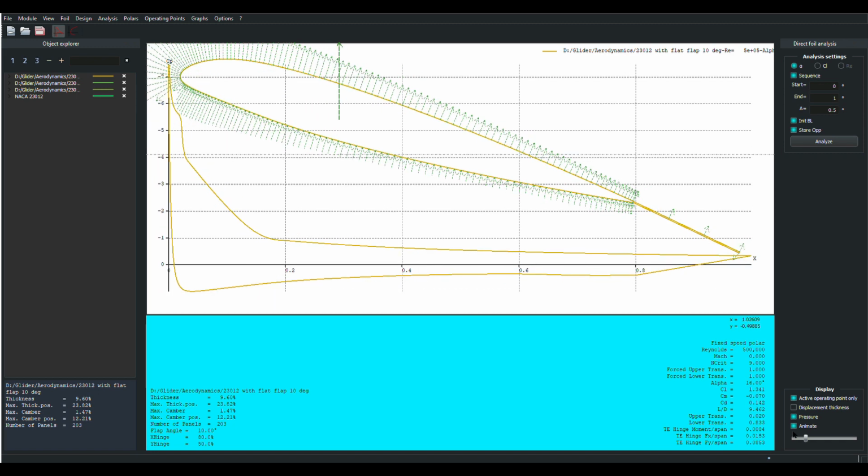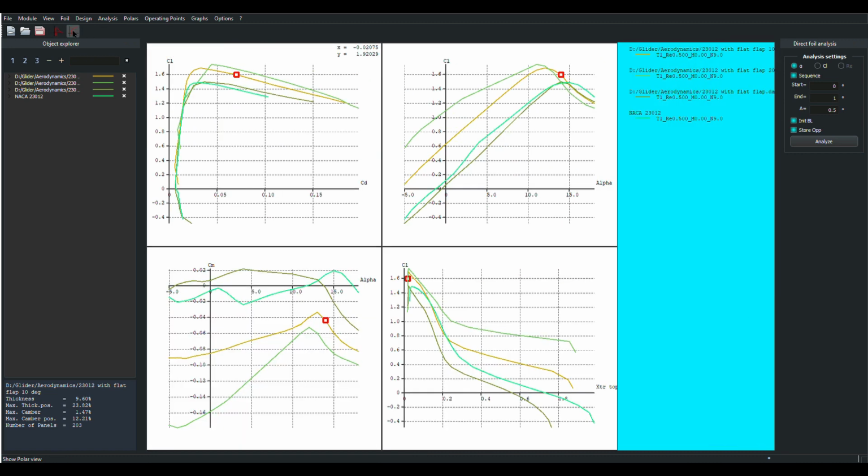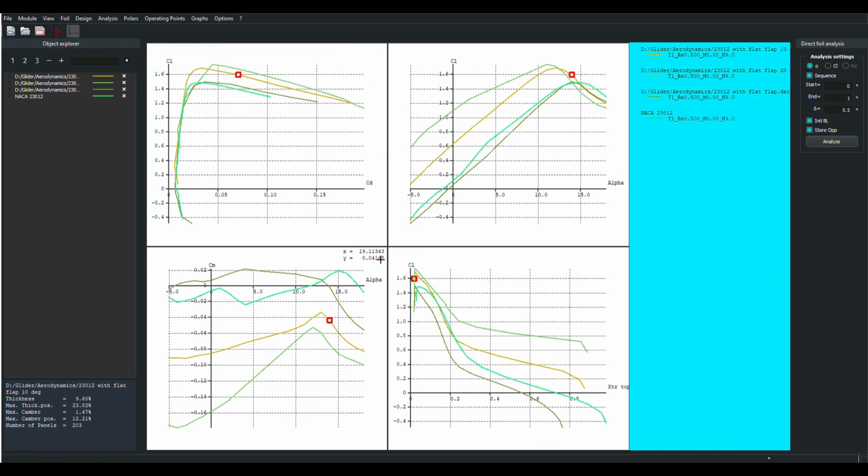Okay, let's stop this and we'll go take a look at the other curves, the performance curves. Let's go over to those. So now what we see here are 4 curves. We have the airfoils that we've been looking at here.